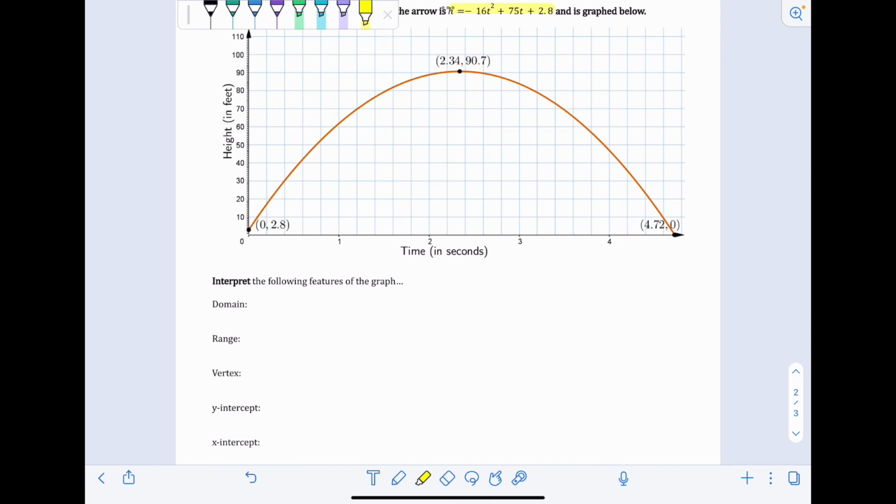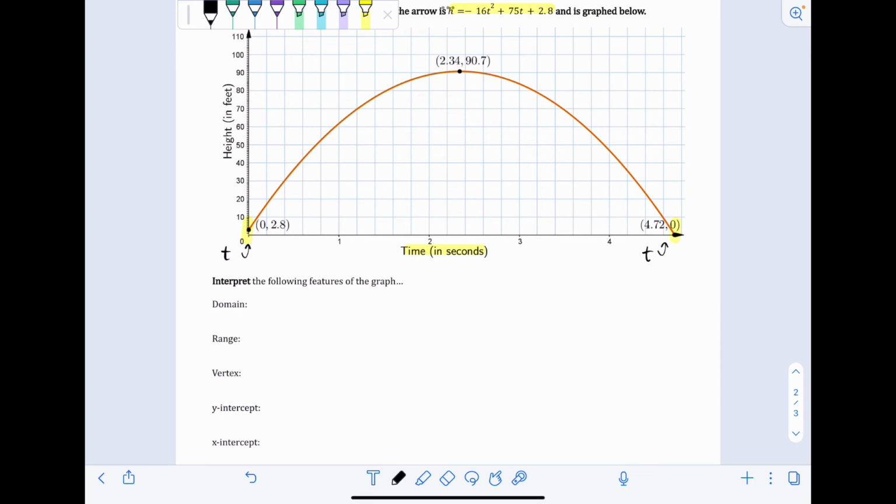Okay, so domain. Typically for quadratics, the domain is all real numbers, like any possible x values, but that's just when you're given a general equation. In this case, we have a real life scenario, so the domain is limited. Domain is our input values, and in this case, input is time. There can't be unlimited time. There can't be negative time and then unlimited on the other side. So to figure out our domain here, we have to look at the graph, look at where it starts and where it ends. So it starts at t equals 0, and then it ends at t equals 4.72.